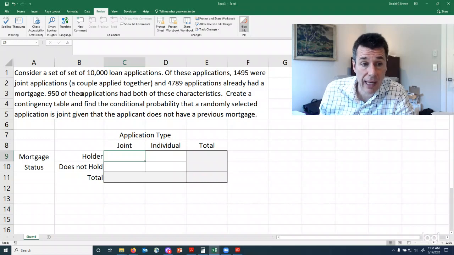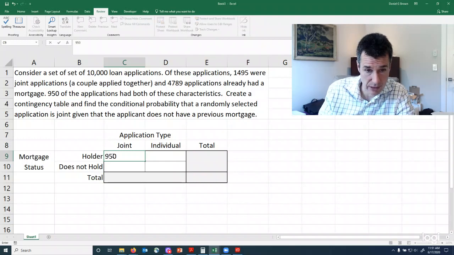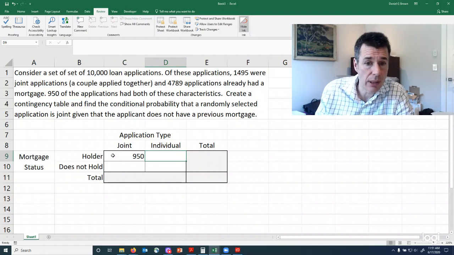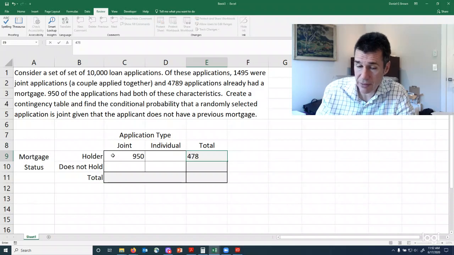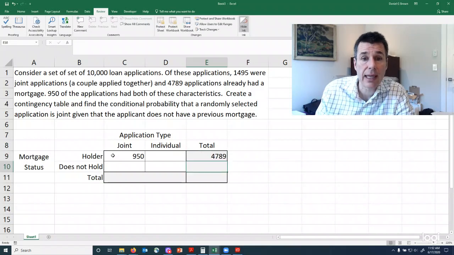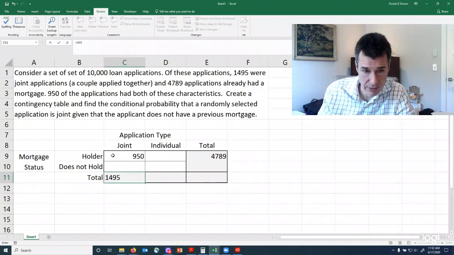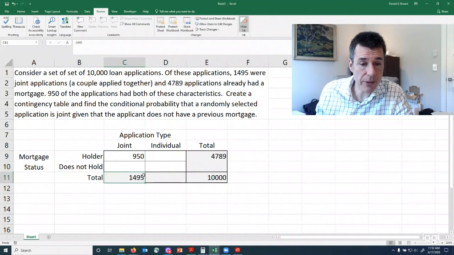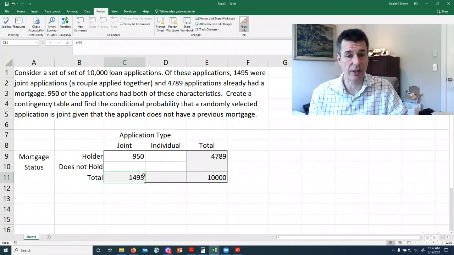950 applicants have joint applications and held a mortgage. So this number is 950. I don't know any of these other numbers, but I do know that the total applications that already had a mortgage was 4,789, and the total number of joint applications was 1,495, and I know the total here is 10,000. From this information, we have enough to find everything else.